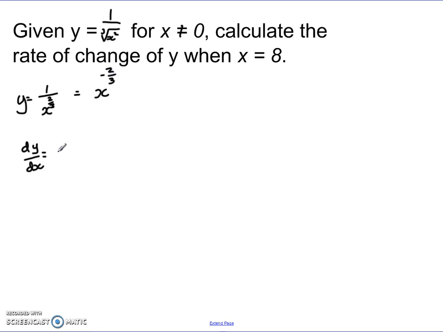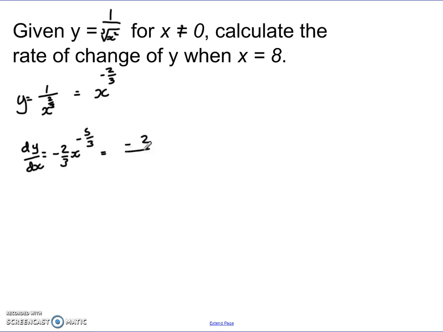Bring it down in front, reduce the power by 1. So I get negative 2 over 3x to the negative 5/3. Now because we're looking to substitute in a value, we now have to sort this so it's in a form where we can do that and actually calculate answers. So we start by getting rid of the negative, so shift the x underneath, and then we look to write it out how we can work with it.